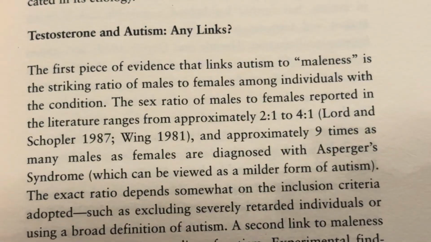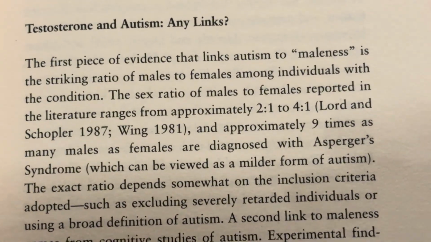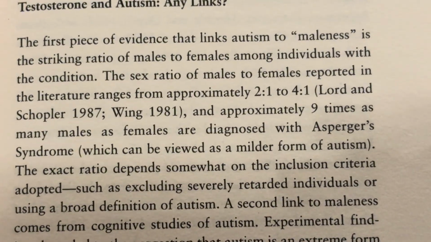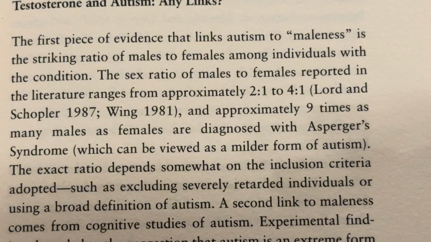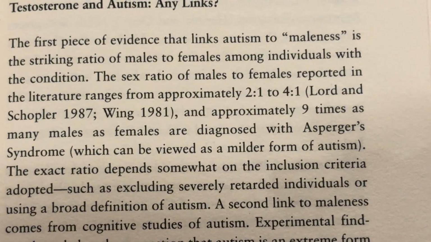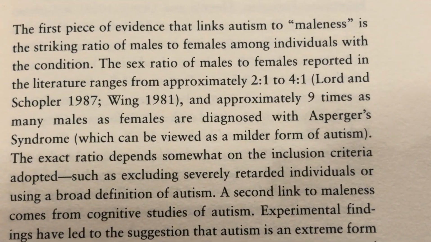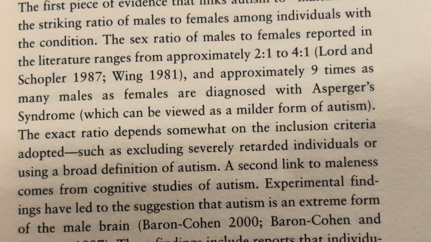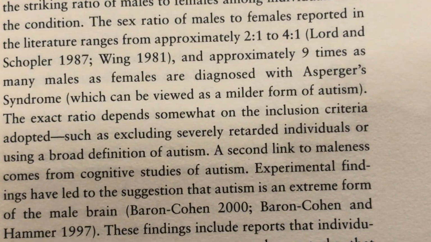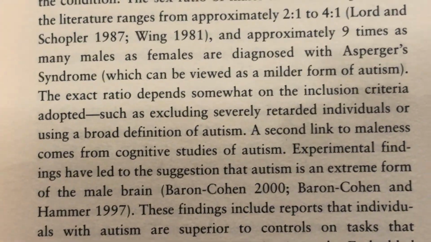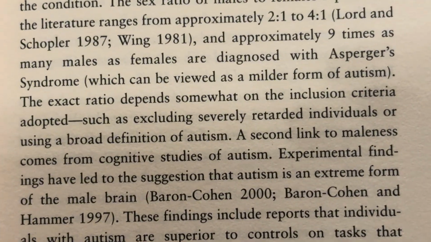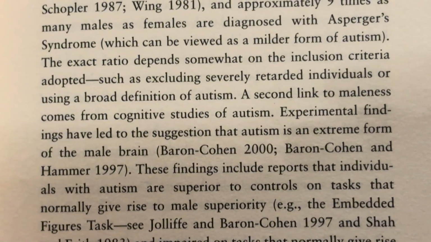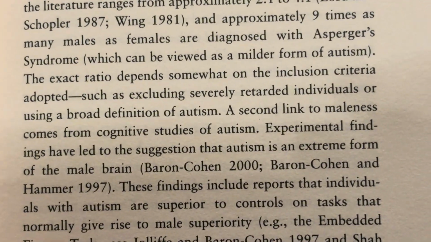The first piece of evidence that links autism to maleness is the striking ratio of males to females among individuals with the condition. The sex ratio of males to females reported in the literature ranges from approximately 2-to-1 to 4-to-1. And approximately 9 times as many males as females are diagnosed with Asperger's syndrome, which can be viewed as a milder form of autism. The exact ratio depends somewhat on the inclusion criteria adopted, such as excluding severely retarded individuals or using a broad definition of autism.